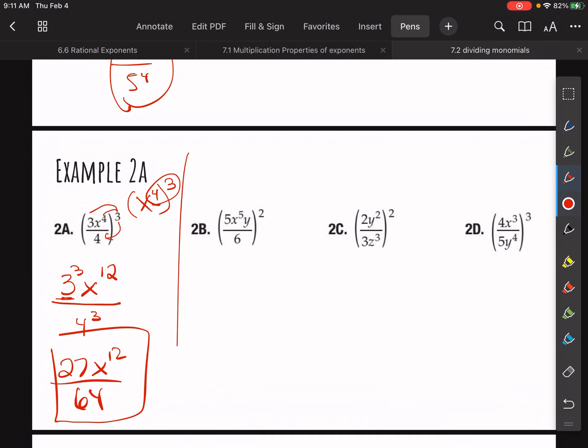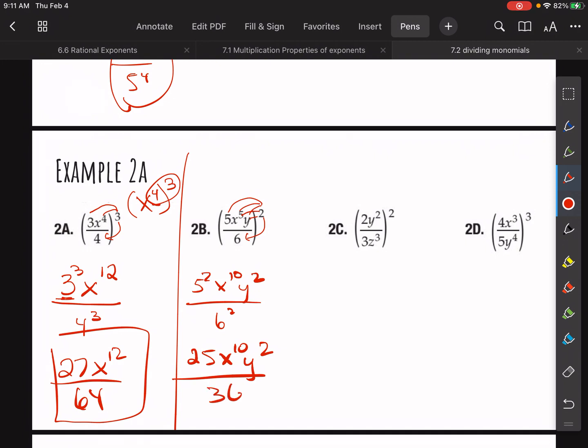All right, so if I go to the next one here, apply that squared to every piece. Okay, so I have 5 squared, then I have x to the 10th power, y to the 2nd power, right, because I multiply those, over 6 to the 2nd power. That's going to be 25x to the 10th, y squared over 36. Nothing is in common with numerator and denominator, so I can't simplify further, and I'm done.